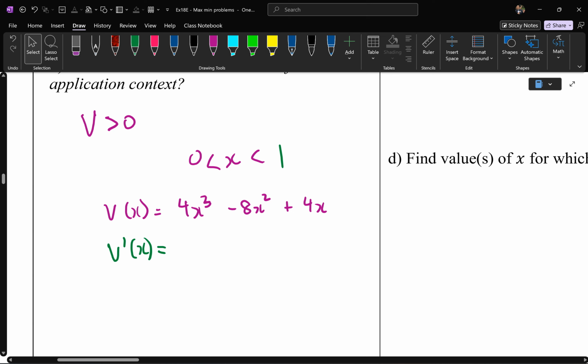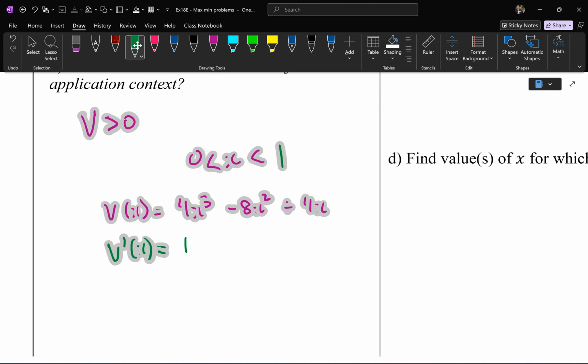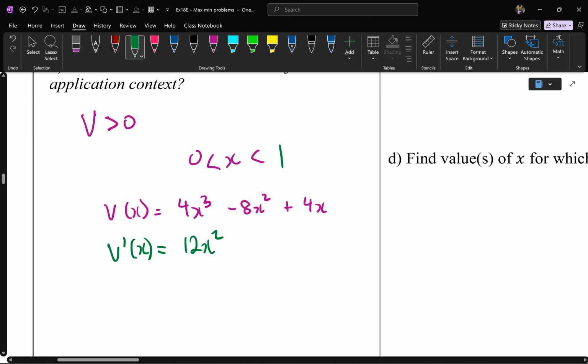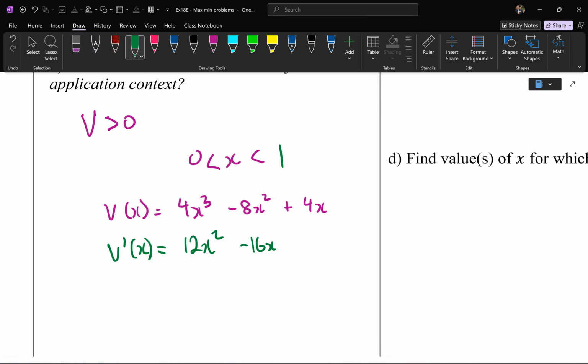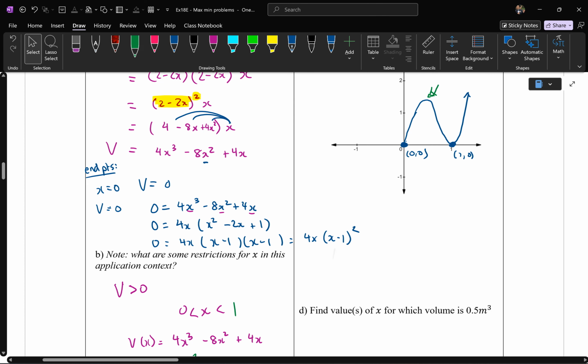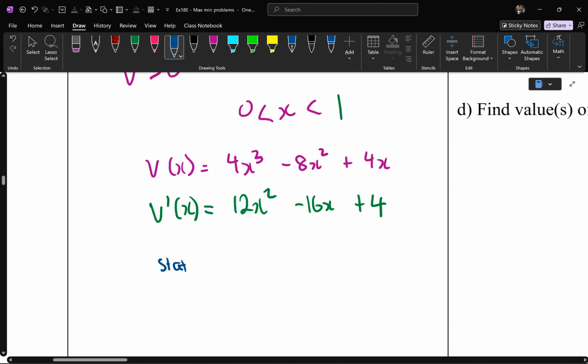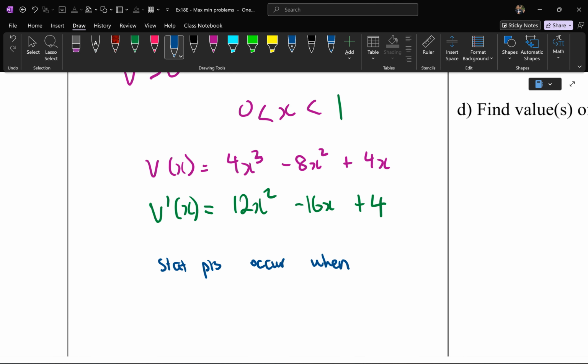All right, find the derivative. What's the derivative of 4x cubed minus 8x squared plus 4x? Can I please have, let's go with Phoenix. What does that give me? Beautiful. So this is my derivative. We're trying to find that stationary point, which is that turning point there. Stationary points occur when? When does it occur? When the gradient is 0, which is the derivative.